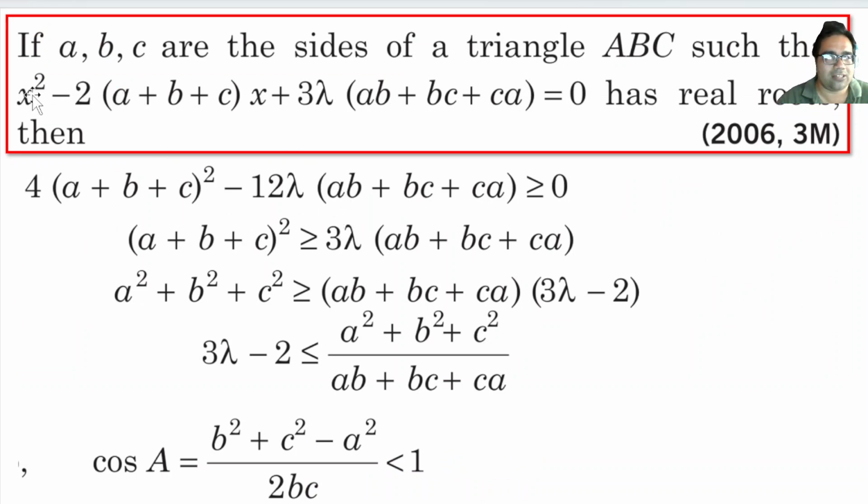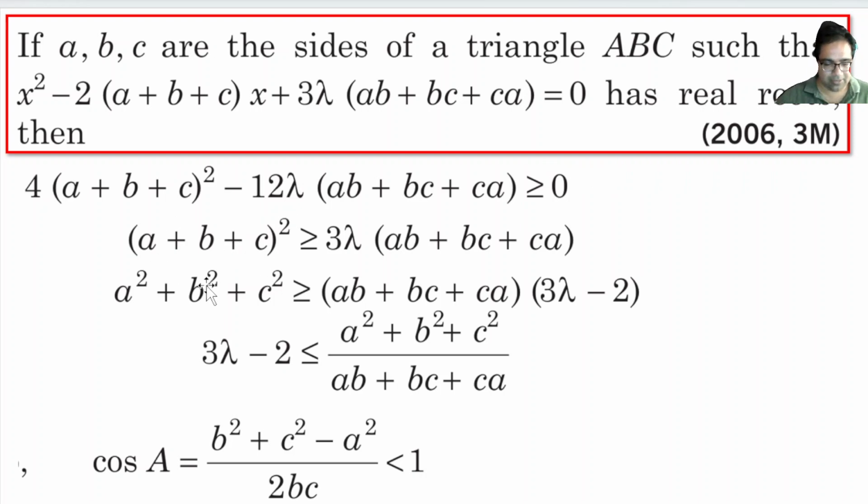What does that mean? What is b? b is minus 2 times (a plus b plus c). Right, that is 4 times (a plus b plus c) whole square minus 4ac. What is 4ac? 4ac is 4 times 3 lambda into (ab plus bc plus ca). That is 12 lambda into (ab plus bc plus ca) should be greater than or equal to 0. Okay, so we can take 4 common and cancel. This becomes (a plus b plus c) whole square should be greater than or equal to 3 lambda into (ab plus bc plus ca). We are just taking this to the right side.